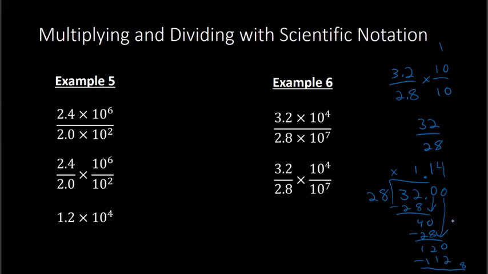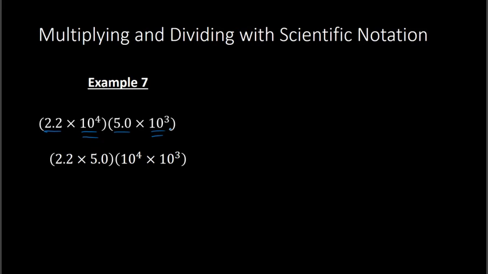We could keep going. 8 over 28 is going to be smaller than 1/2. So when you round this, it's going to be 1.14. So round this to 1.14 for this left side. And then the right side, 10 to the 4th divided by 10 to the 7th. You subtract the exponents. So we have 4 minus 7. That gives me -3. So my answer, when you round this 1.14, it's going to be 1.14 times 10 to the -3rd power.